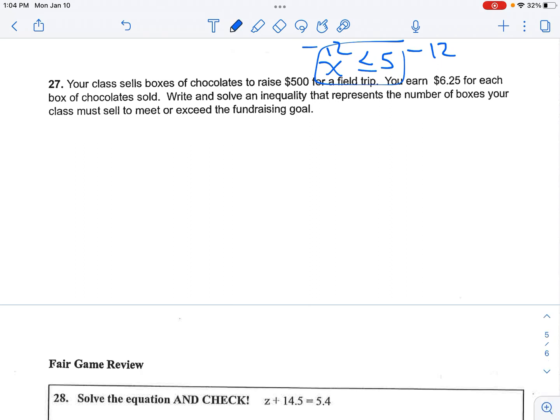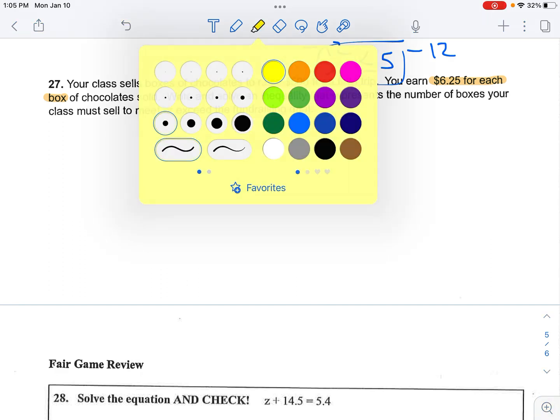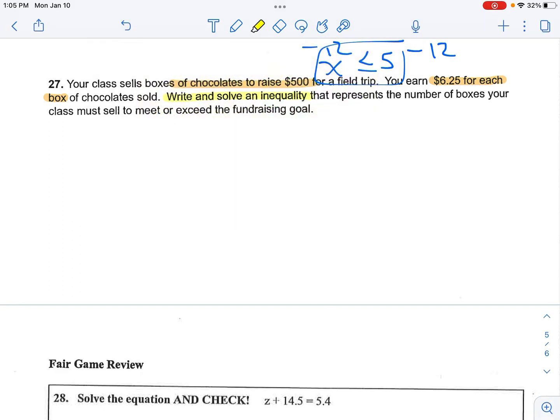Your class sells boxes of chocolates for $500 for a field trip. You earn $6.25 for each box of chocolate sold. Now, what do I have to do? Write and solve an inequality that represents the number of boxes that your class must sell to meet or exceed the fundraising goal. So you can either reach the goal of 500 or you can also sell a little bit more than that. Write and solve. Okay, so I'm going to earn $6.25 times how many boxes to make at least $500.